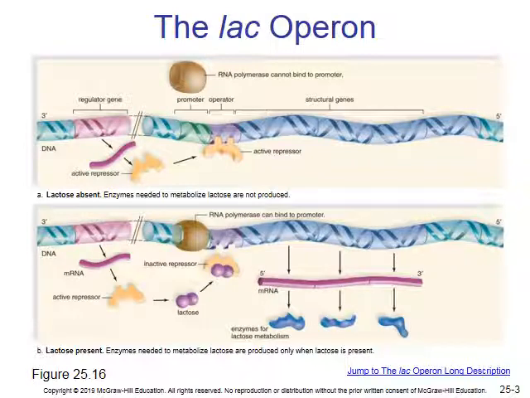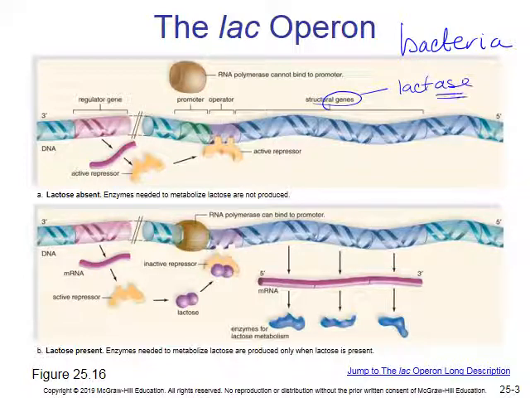Here we have a system that bacteria use. Again, a lot of times when I think about control of gene expression, it's kind of the waste not, want not. Why make a particular protein if you don't need it? So here's a gene, and this gene codes for lactase. It's an enzyme that breaks down lactose. So if there's no lactose present, if there's no sugar present, does this bacterial cell need to make lactase enzyme?